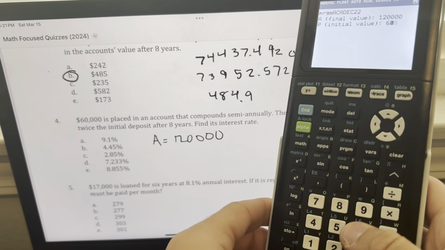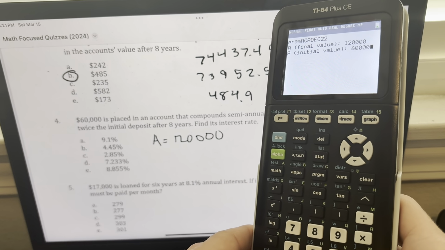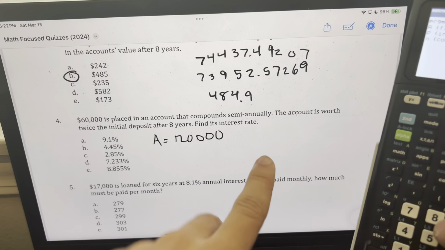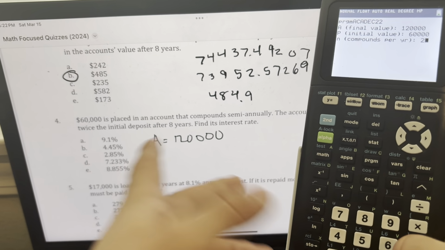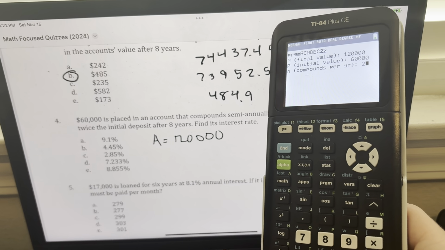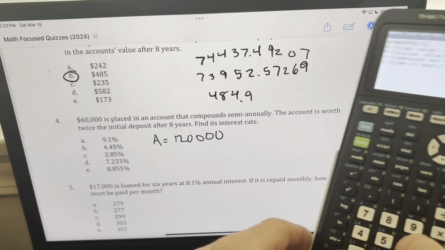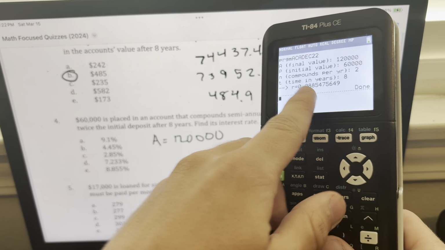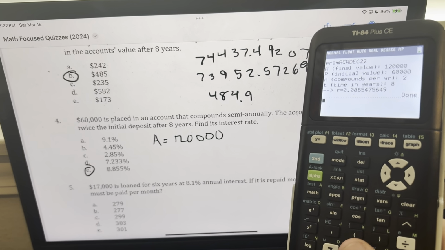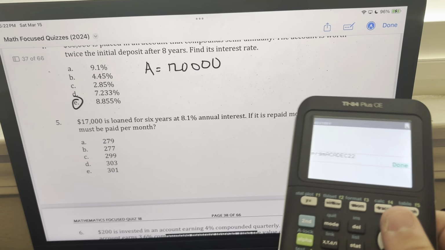Then P initial, 60,000. And then compounds per year, semi-annually, that's twice per year. Biannually, semi-annually, same thing. Time in years, 8 years, and we get 8.855%. Yay.